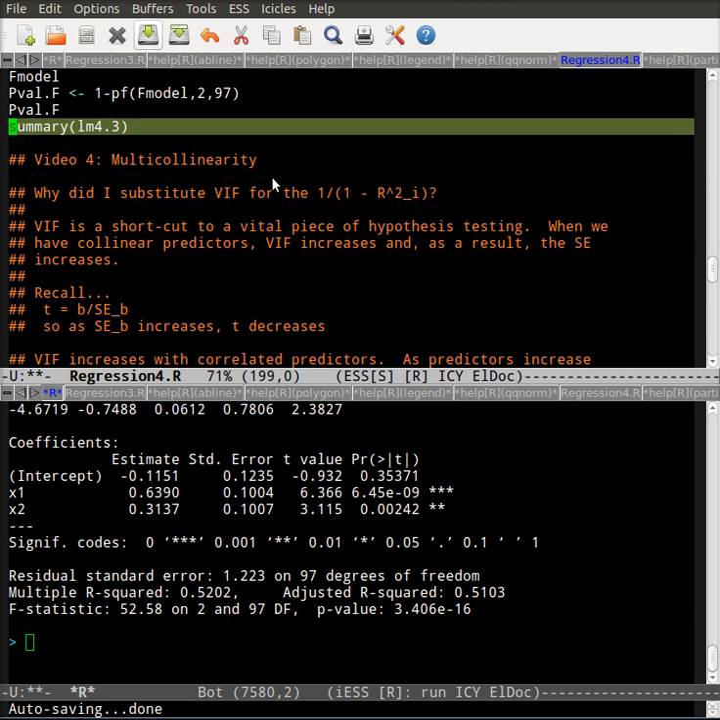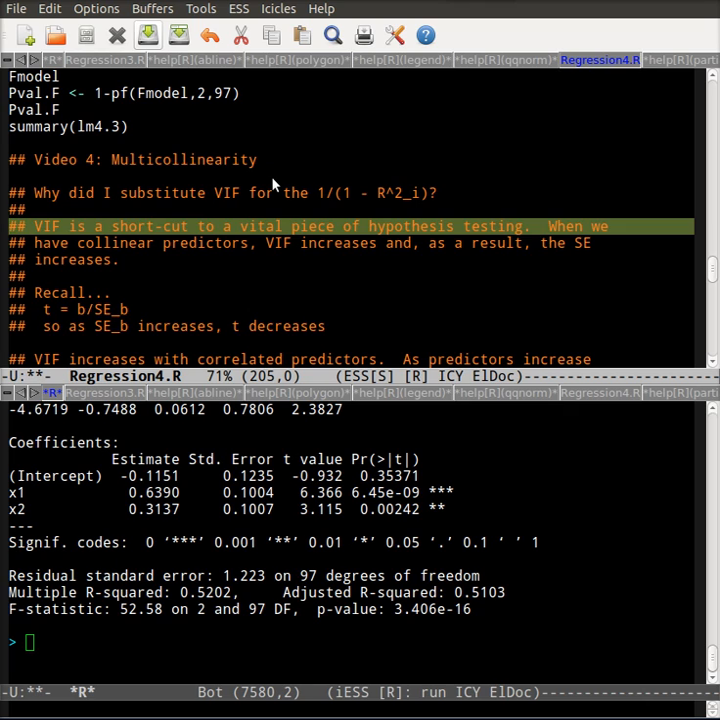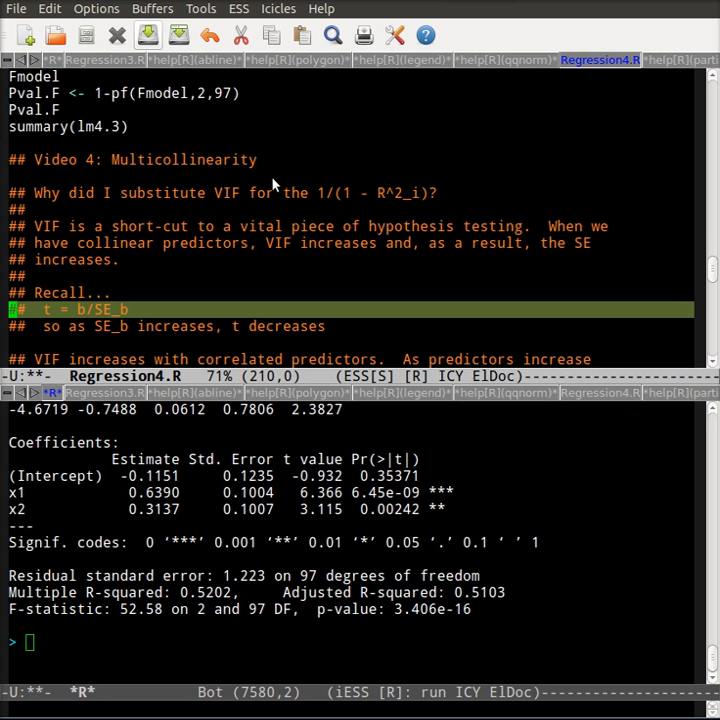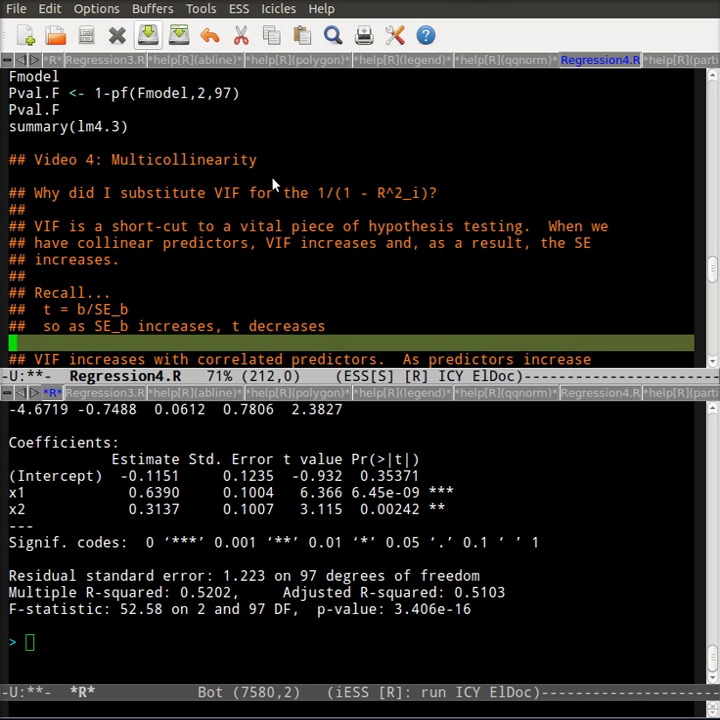Well, let's look at what happens. VIF is a shortcut to a vital piece in our hypothesis testing that I showed you already, because the t is calculated by a ratio of the b, the partial correlation coefficient, divided by the standard error of b. So as the standard error increases, t decreases. Big t good means that we can reject the null and conclude that our regression parameter is significantly different from 0. Small t, bad. We fail to reject the null.